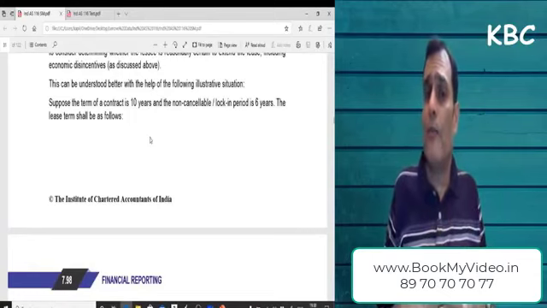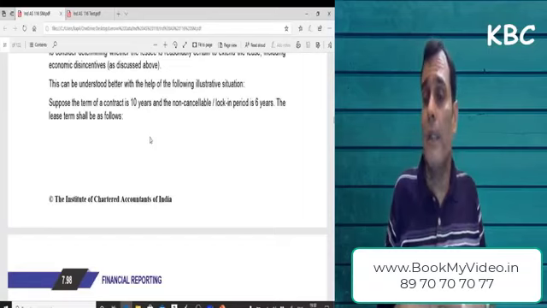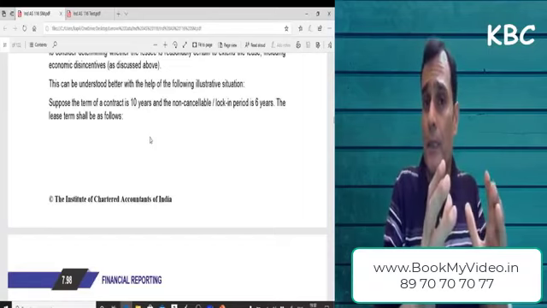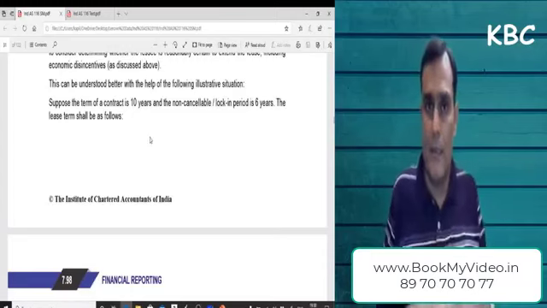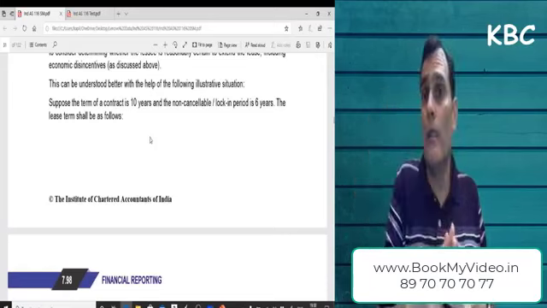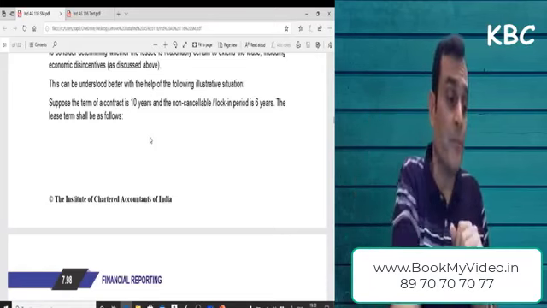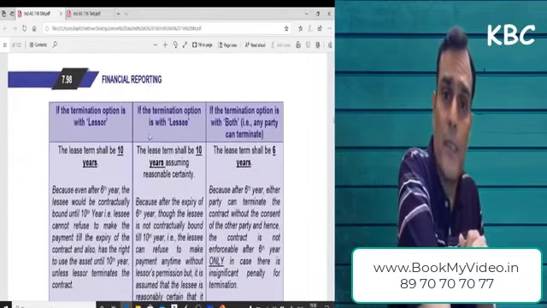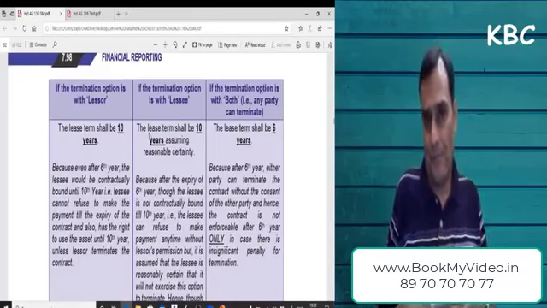Suppose the term of the contract is 10 years and the non-cancelable lock-in period is 6 years. Lease term is the non-cancelable period 6 plus the option to extend. This illustration is not on the option to extend. This is on the option to terminate. And can you see in terms of this example that there are a total of 3 cases with me?